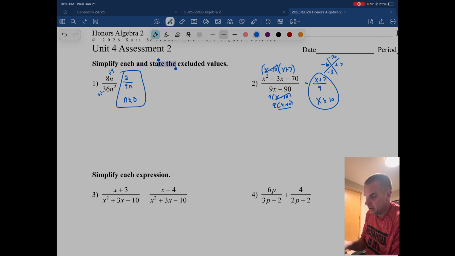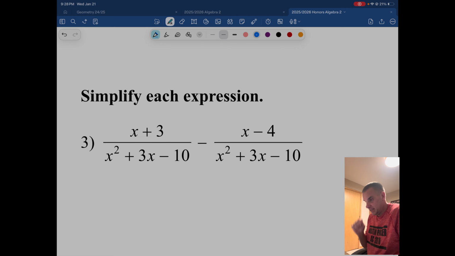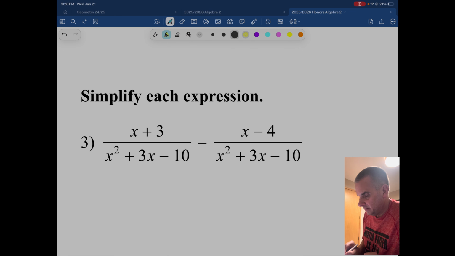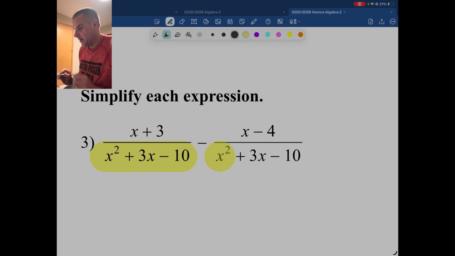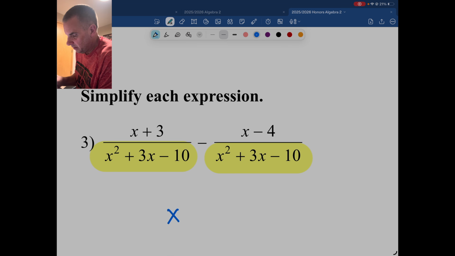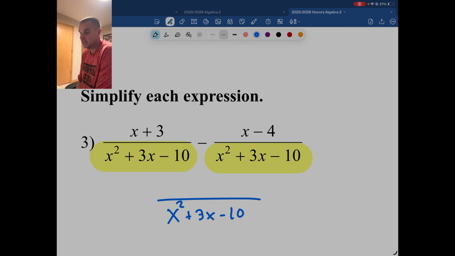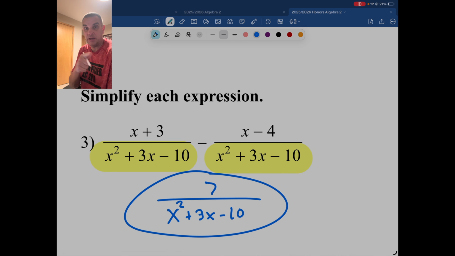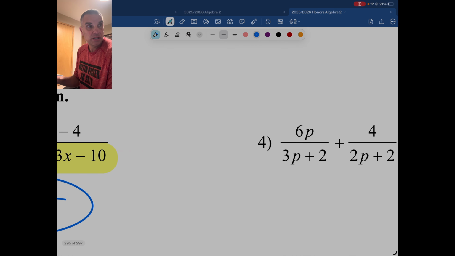Question number 3, simplify each expression. So we're subtracting. We look at the common denominator. I was nice and said, we're just going to give you the common denominator for this one. I think they probably get harder as we go along. So our denominator is going to be x squared plus 3x minus 10. In the numerator, we've got x minus x. x minus x is nothing. 3 minus -4, so 3 plus 4 is 7. There's our solution. Remember, you have to have common denominator when you're adding and subtracting. Number 4.